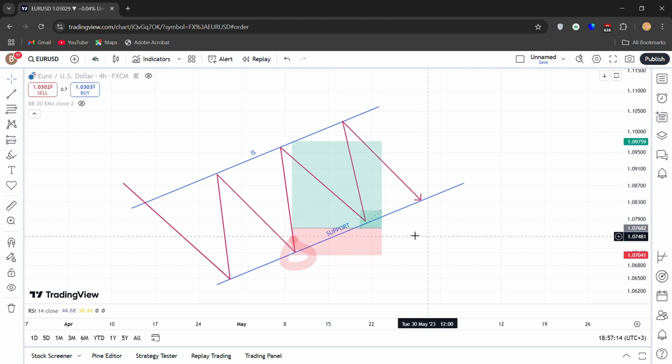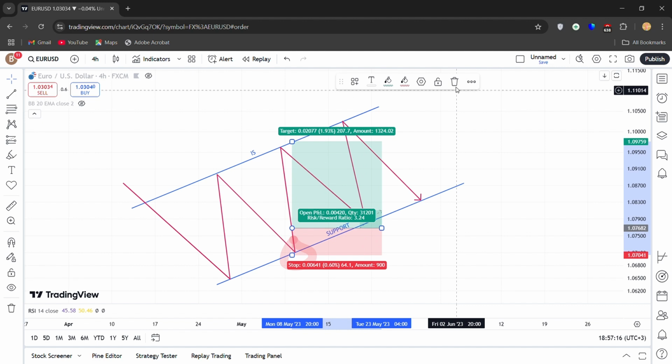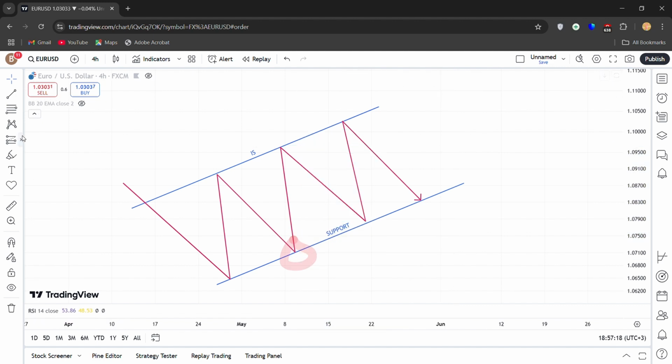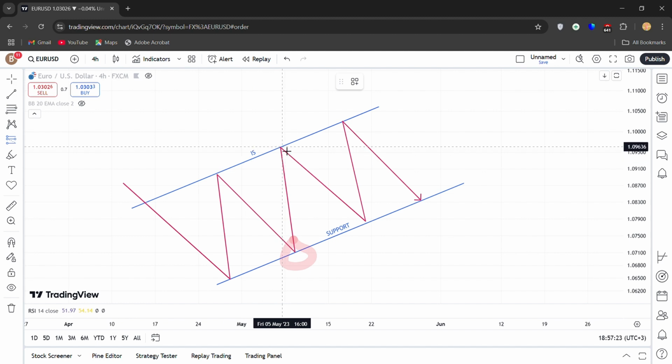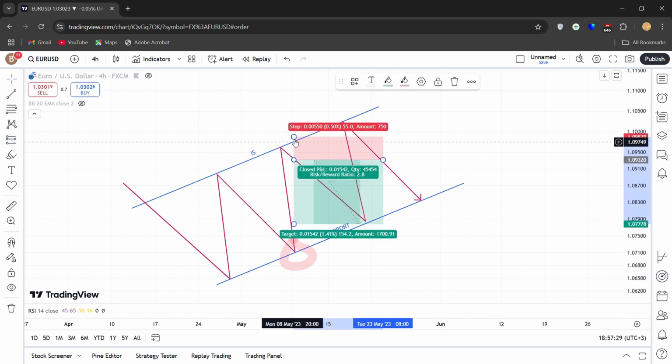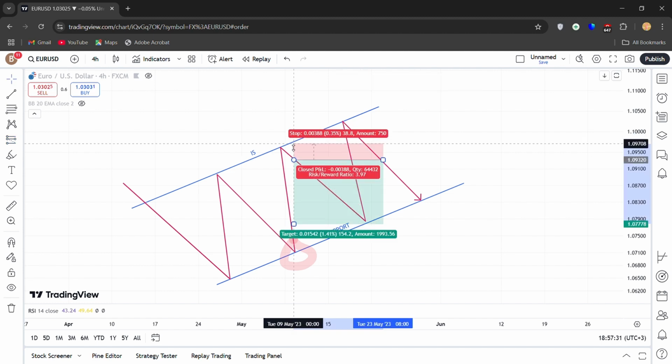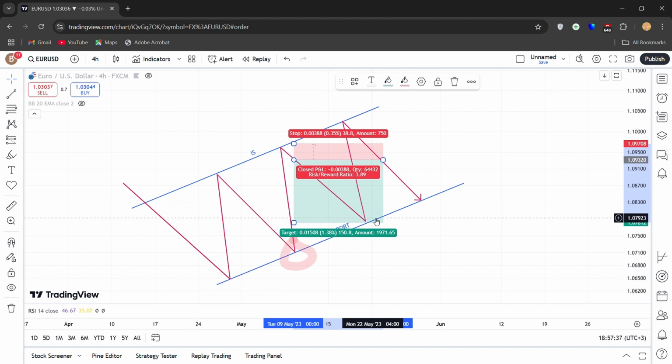So that's the same thing you do for a resistance level if you're looking for sells at the resistance level. For example, the price reached this level here and has shown signs of reversing direction. So you enter your trade and put your stop loss just above that level and you put your take profit at the next support level.